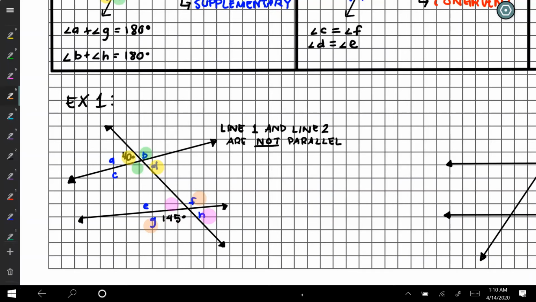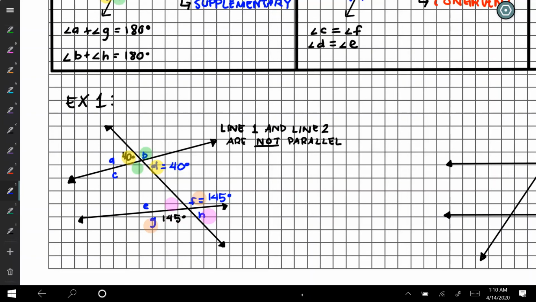So angle A and angle D are vertical. Vertical angles are congruent, which means that angle D also equals 40 degrees. Easy. Alright, angle G and angle F are vertical, which means that angle F is also 145 degrees. Awesome. We have 4 of our angles. We need to solve for 4 more.